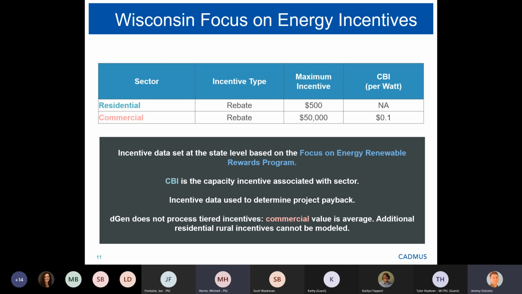Now, what that change in incentives is, that's something we need to figure out. As recently as a year ago, the residential was 3 times as high.